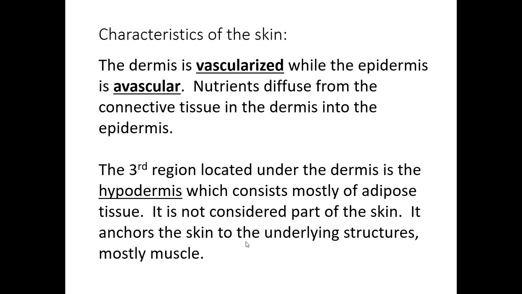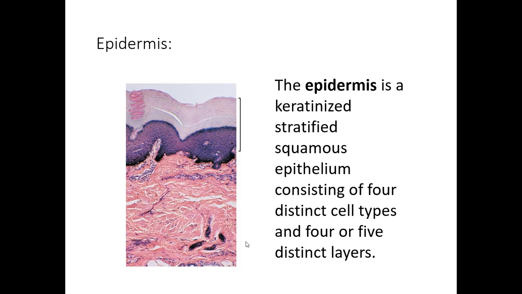All right, some characteristics of skin is that the dermis is very vascularized, while the epidermis is avascular. So the nutrients to the epidermis layer diffuse from the connective tissue located beneath the dermis into the epidermis. And we did discuss the third region located underneath the dermis, which is the hypodermis, also referred to as the subcutaneous layer, consists mostly of adipose tissue. Again, the subcutaneous layer or the hypodermis is not considered part of the skin, but it does anchor the skin to the underlying structures, mostly muscle.